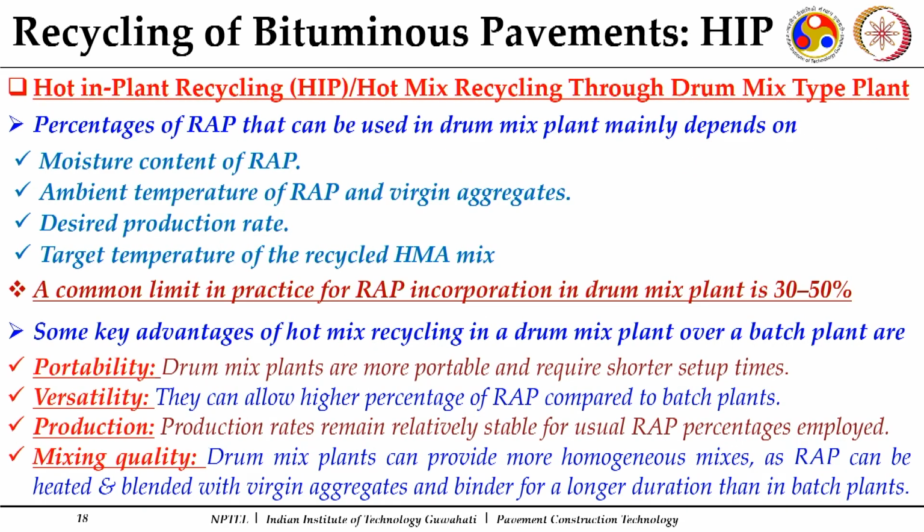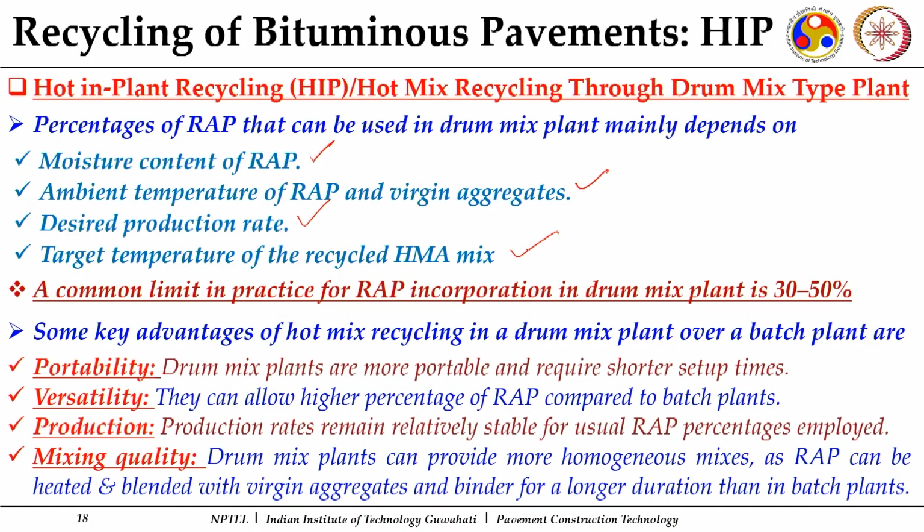Now here, how much percentage of RAP can typically be used in a drum mix plant will depend upon the moisture content of the RAP, the ambient temperature of the RAP as well as the virgin aggregates, and the desired production rate, because you need to give some time for the transfer of heat from the virgin aggregates. So some more time is required for mixing the virgin aggregates with the RAP, and finally the mixing with your regenerating agents and the virgin binder.